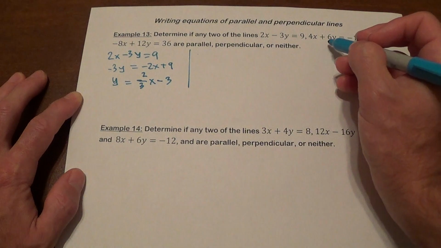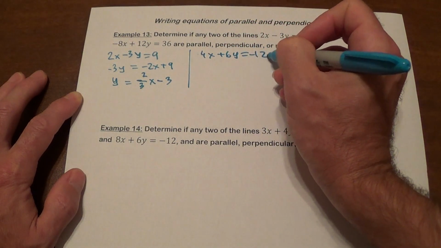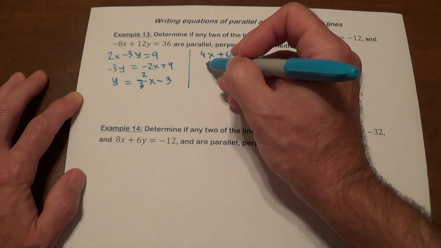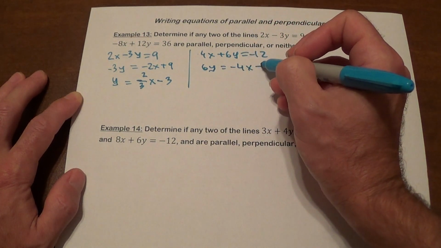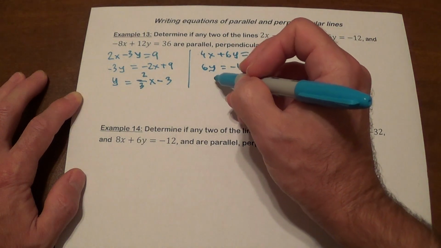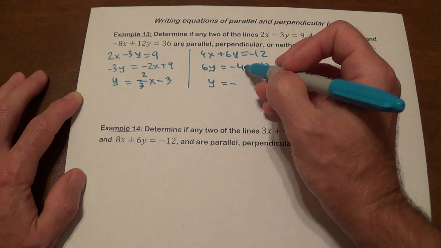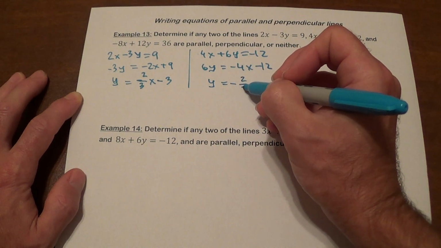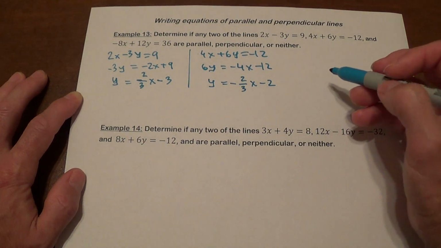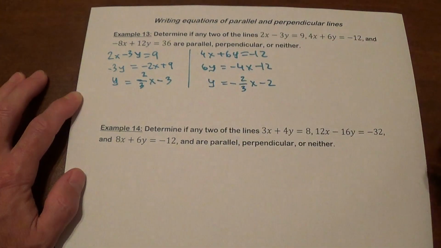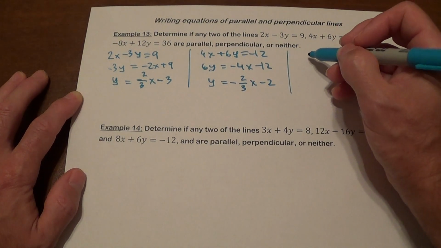The second line, 4x plus 6y equals negative 12. Solving that for y, 6y equals negative 4x minus 12. Divide by 6, you have y equals negative 2/3 x minus 2. Okay, so far these two lines are not perpendicular or parallel. So let's see what's going to happen with the third line.